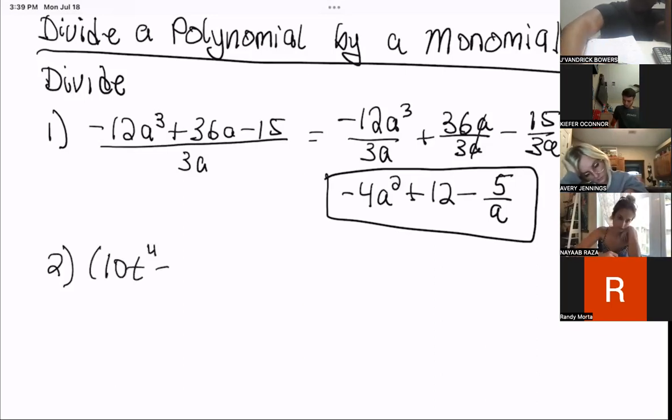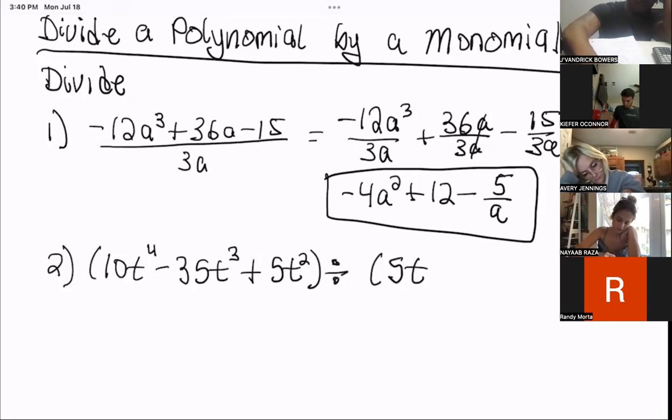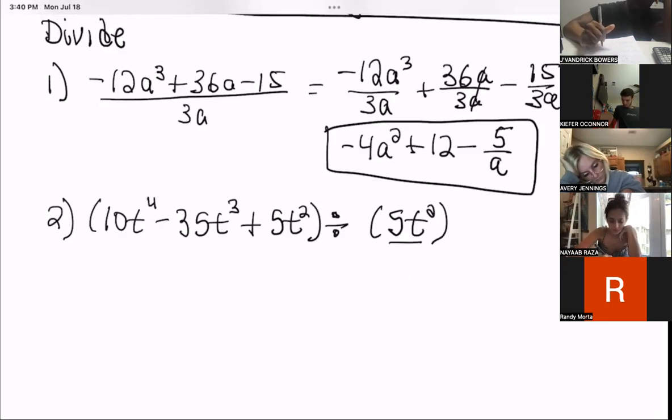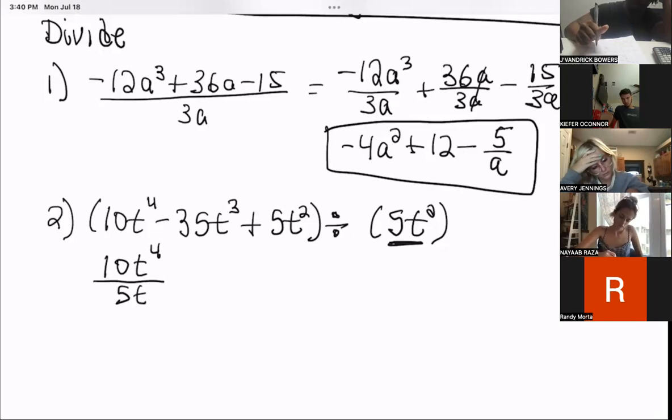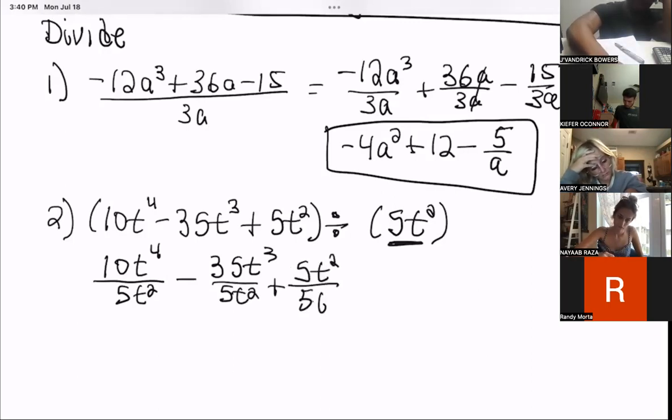10t to the fourth minus 35t to the third plus 5t squared divided by 5t squared. That's another way we can write dividing. You're going to see it written both ways. Again, we notice it's a monomial, so I'm going to divide each part. So I'm going to set it up just like I did before. I'm going to take the first term divided by 5t squared, and then I'm going to take the second term. Whoops, sorry, that's not a square, it's a cube. Divided by 5t squared, plus the third term divided by 5t squared.